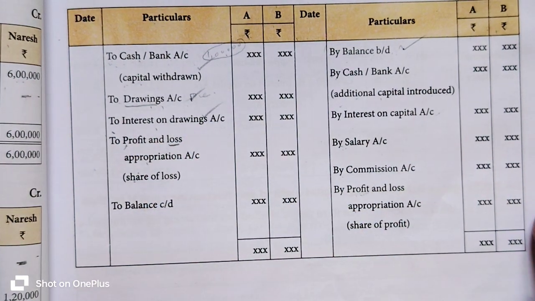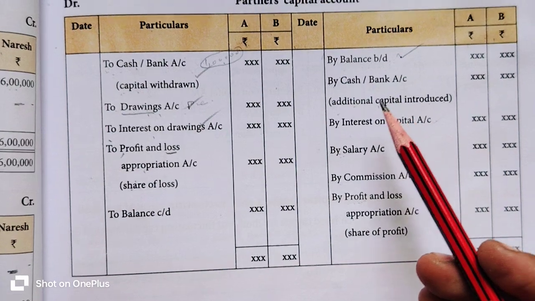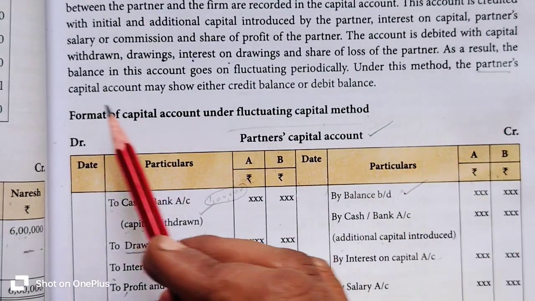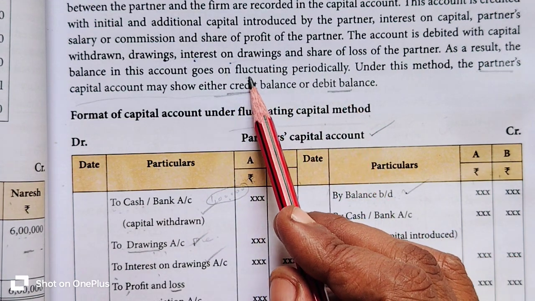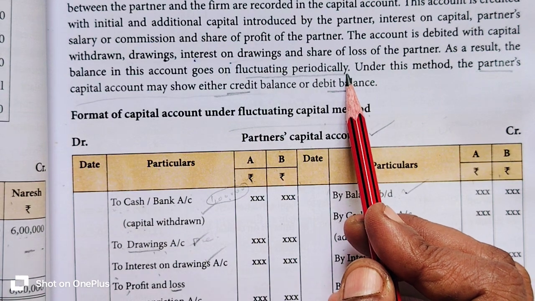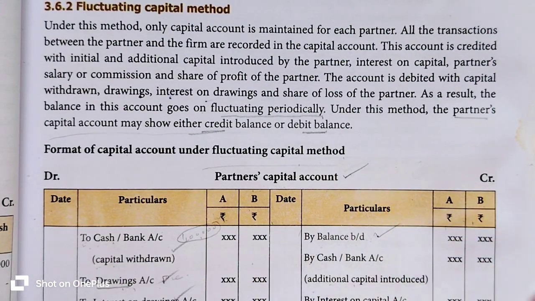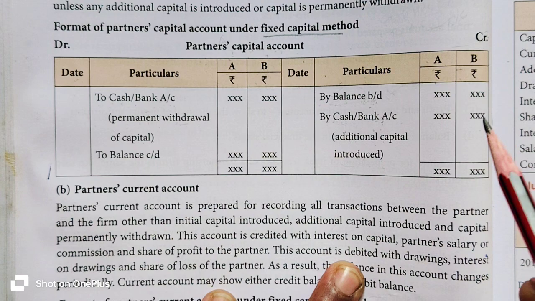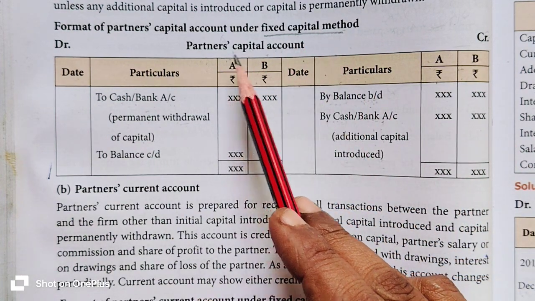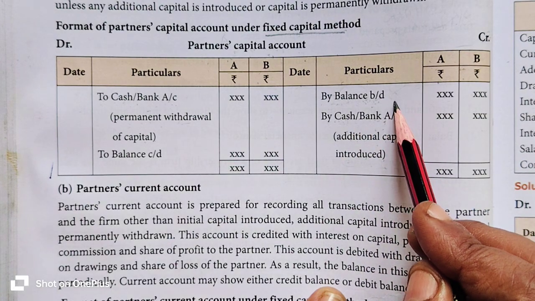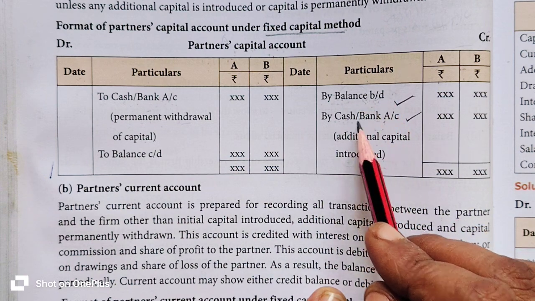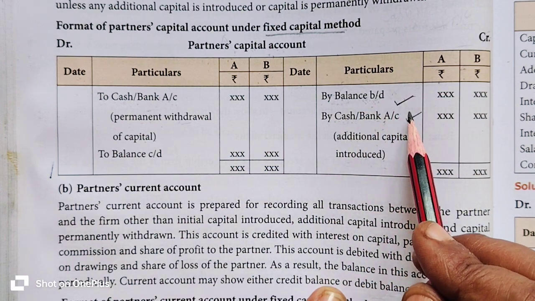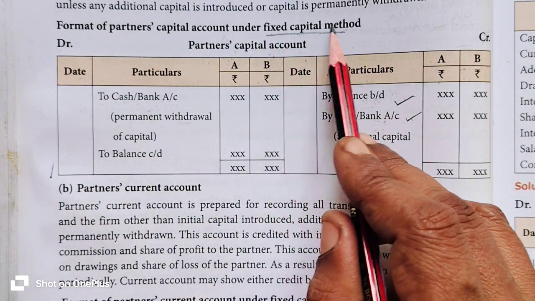And one more piece of information: the partners' capital account may show either a credit balance or a debit balance. Listen here, the partners' capital accounts may show either credit or debit balance. It is fluctuating periodically. But under the fixed capital accounts, the partners' capital accounts will always be recorded on the credit side, so under the fixed capital account, the partners' capital account will always show a credit balance, right? Whether it is initial capital or additional capital, it will be shown on the credit side only according to the fixed capital method.